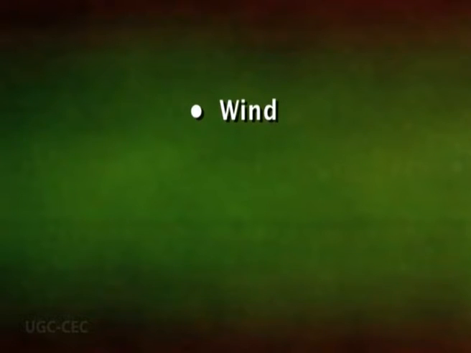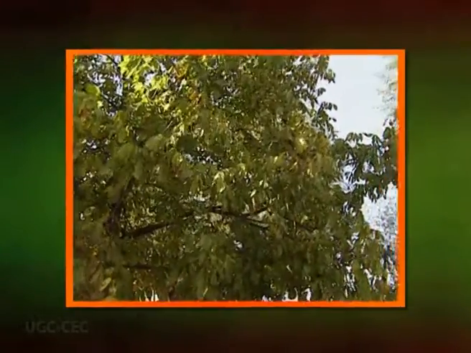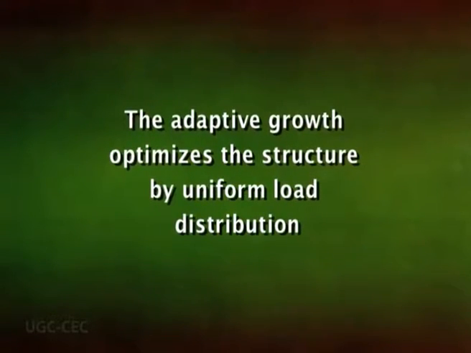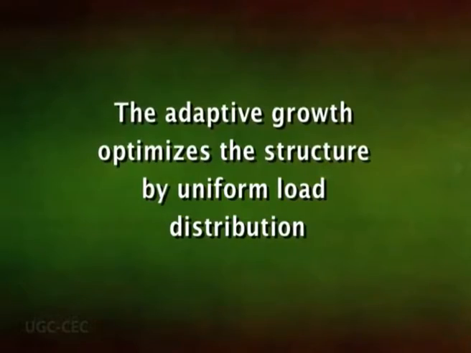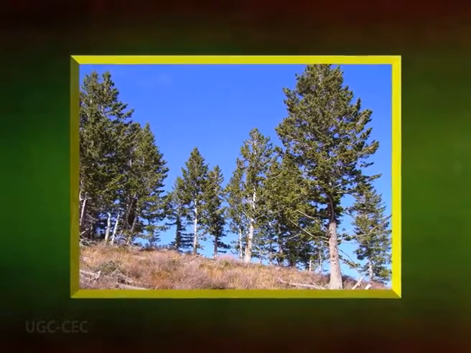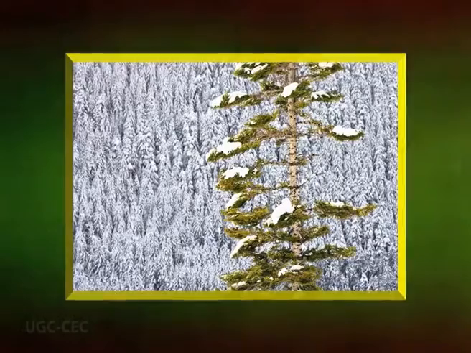The trees are exposed to a large number of factors such as gravitational force, wind, snow loads, soil creep, earthquakes, and a host of other factors. Many of these factors can impact and topple the tree, but these trees have evolved means of defeating some of these forces by showing adaptive growth. The adaptive growth optimizes the structure by uniform load distribution. The load optimization is best exemplified by the taper of long conifer trunks, where maximum wood is grown in the lower trunk and least at the top.